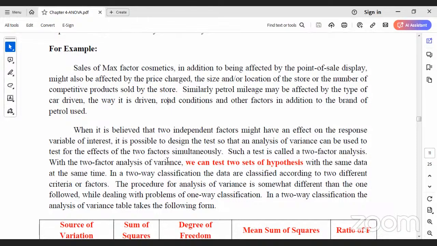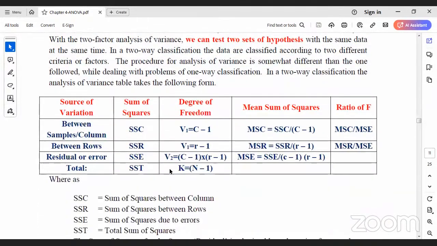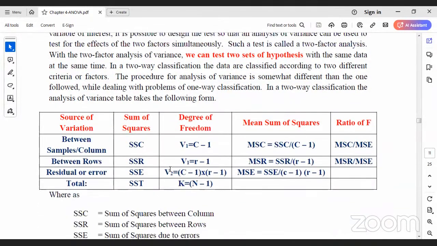In a two-way classification, the data are classified according to two different criteria or factors. The procedure for analysis of variance is somewhat different from the one followed while dealing with problems of one-way classification. See, the procedure we followed for ANOVA one-way classification is a little bit different for ANOVA two-way classification. In a two-way classification, the analysis of variance table takes the following form. So this is a table. Please take a photo.